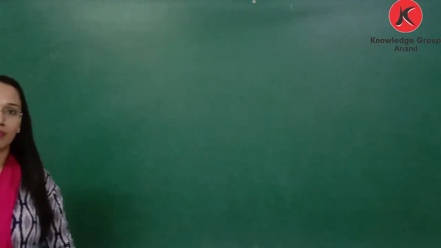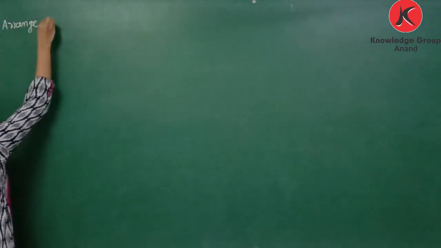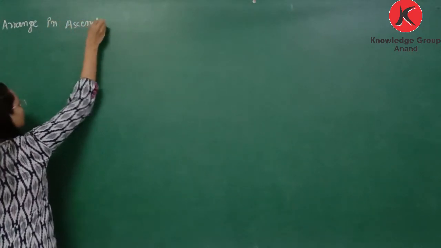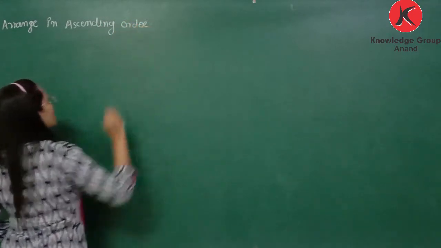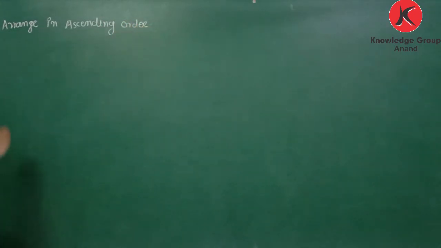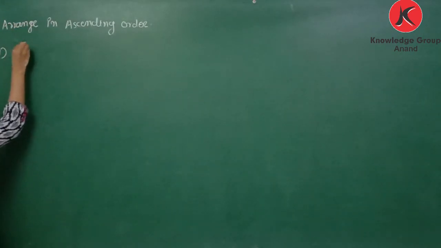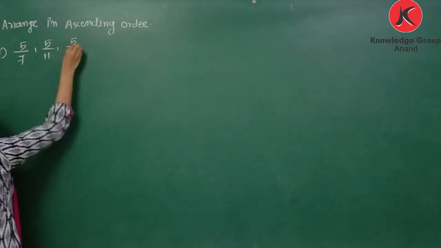Now let's take some examples in which the numerator is the same and the denominators are different. So here, arrange in ascending order. Let's take the first example: 5 by 7, 5 by 11.